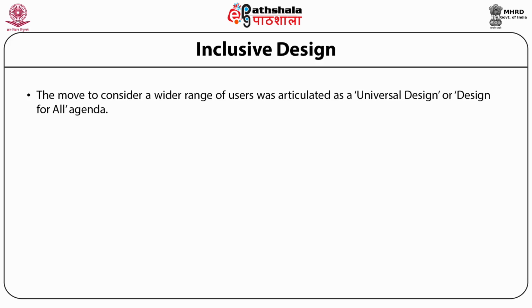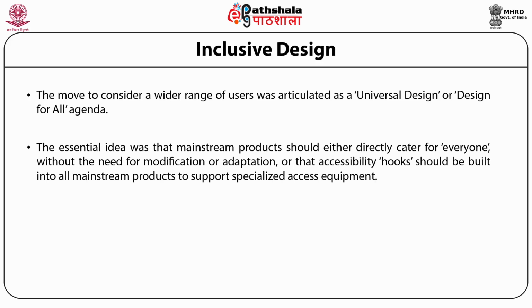The move to consider a wider range of users was articulated as a universal design or design for all agenda. The principal motivation of the universal design agenda was to increase the range of people who could use mainstream products. The essential idea was that mainstream products should either directly cater for everyone without the need for modification or adaptation, or that accessibility hooks should be built into all mainstream products to support specialized access equipment.